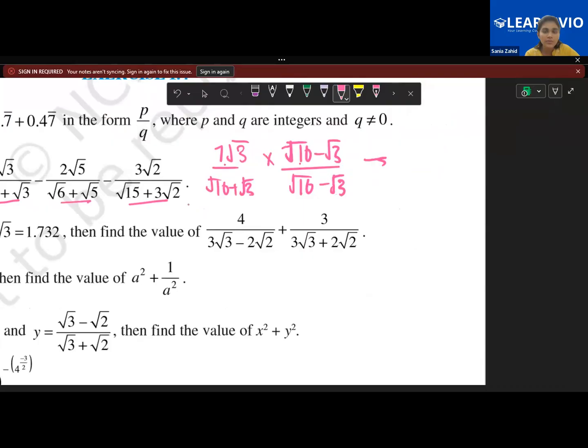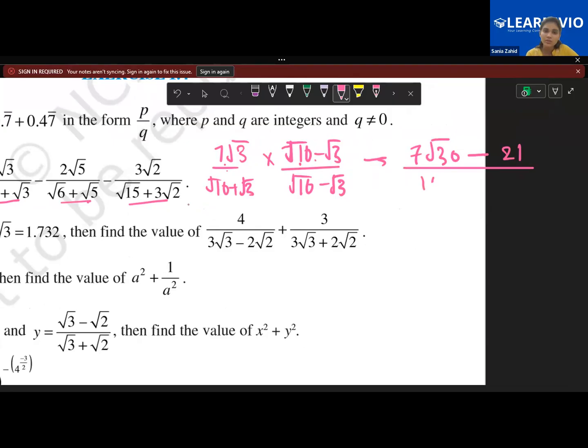7 root 3 multiplied with root 10 is how much? 7 root 30. Children, a root number is multiplied with another root number and the coefficient is multiplied with a coefficient. Minus 7 root 3 into root 3 is 21. Divided by a plus b, a minus b is a square minus b square.